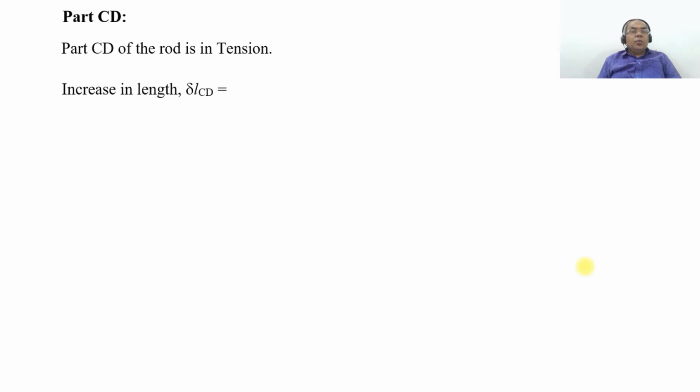Now we take the other part, that is part CD. CD will be under tension. So for part CD of the rod in tension, the increase in length delta L CD will be equal to P into L3 by A3 into E. Again, P will be 7 kilonewton, in this case 7.5 into 10 to the power of 3, into 360 divided by 200 into 1 into 10 to the power of 5, which will be 0.135 mm.